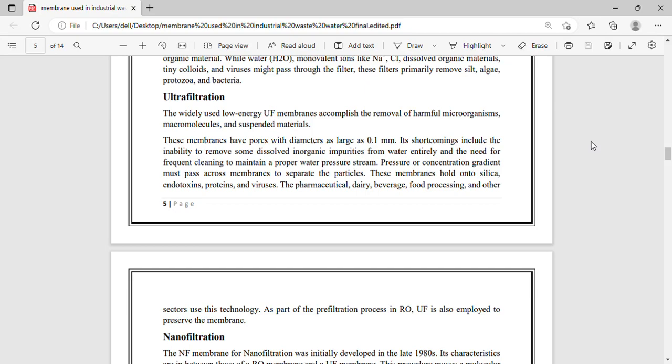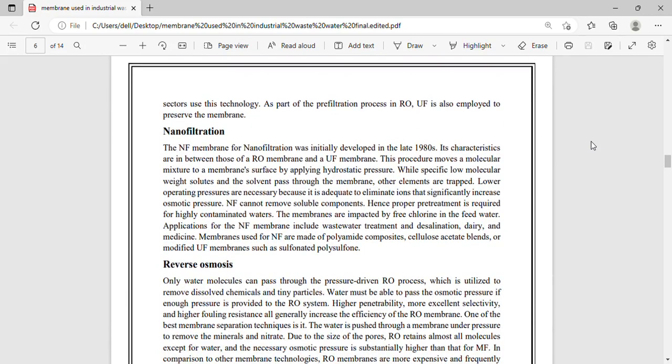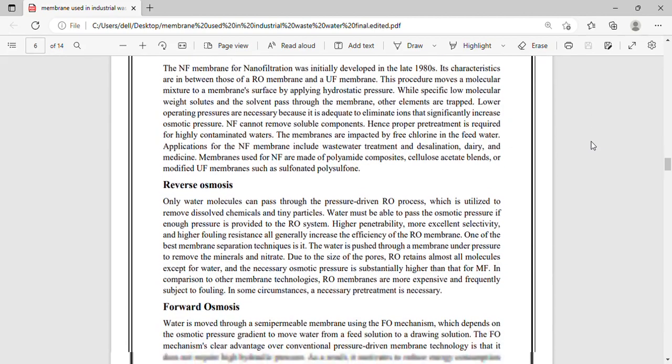These membranes hold onto silica, endotoxin, proteins, and viruses. The pharmaceutical, dairy, beverages, food processing, and other sectors use this technology as a part of the pre-filtration process in RO. UF is also employed to preserve the membrane.